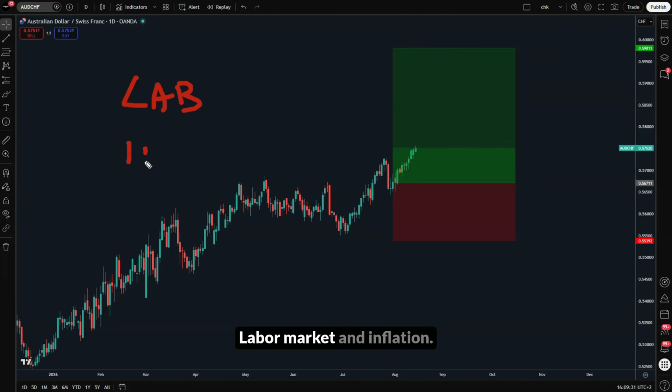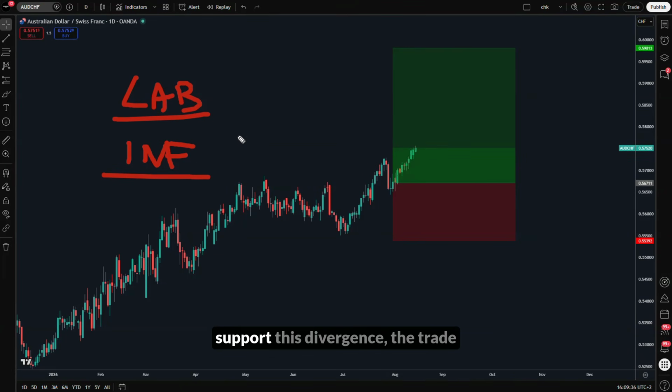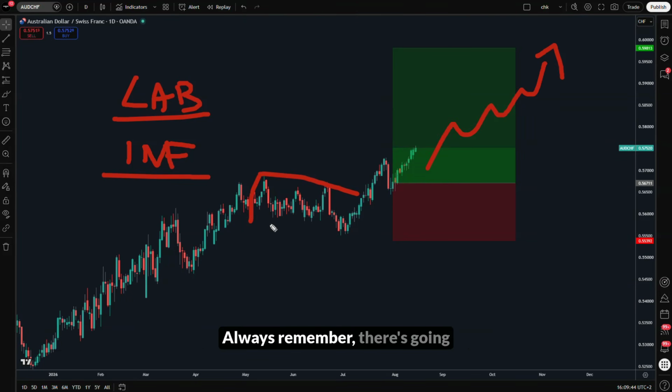Labor market and inflation. As long as this continues to support this divergence, the trade and the direction can continue. Obviously with pullbacks. Always remember, there's going to be pullbacks in the trend. That's something you cannot avoid. So you have to be timing things. I would not suggest to enter long right here. I would suggest to potentially enter long on a pullback.